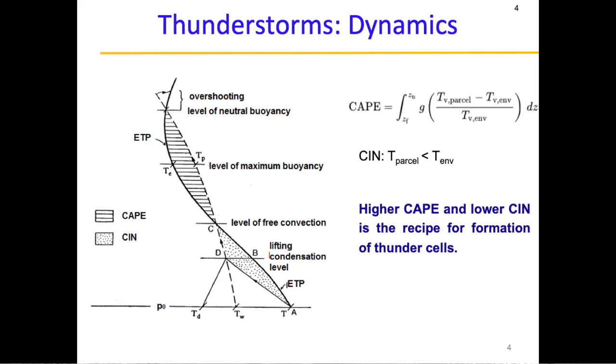So there is something known as CAPE, which is convectively available potential energy, and there is something known as CIN, which is convective inhibition. This is a little bit mathematical, but let me try to explain it in simple terms. You have two things here. One is a parcel, the other is the environment. Generally a parcel is a moist or dry parcel of air which rises up in the environment.